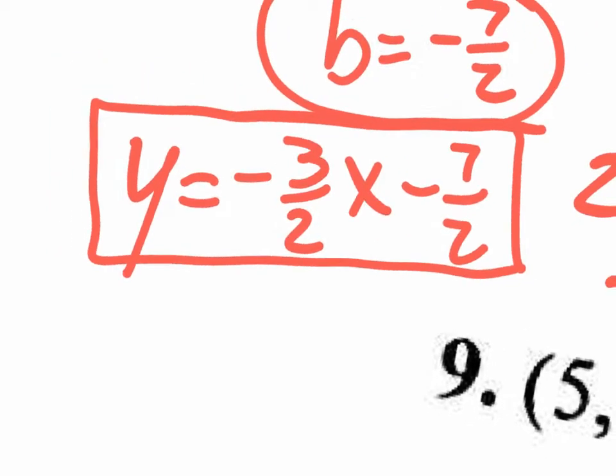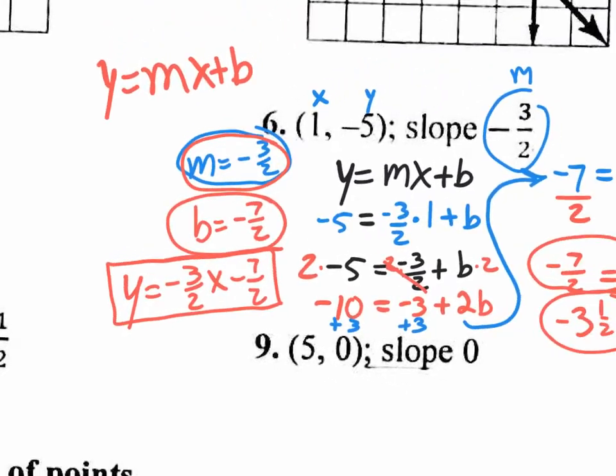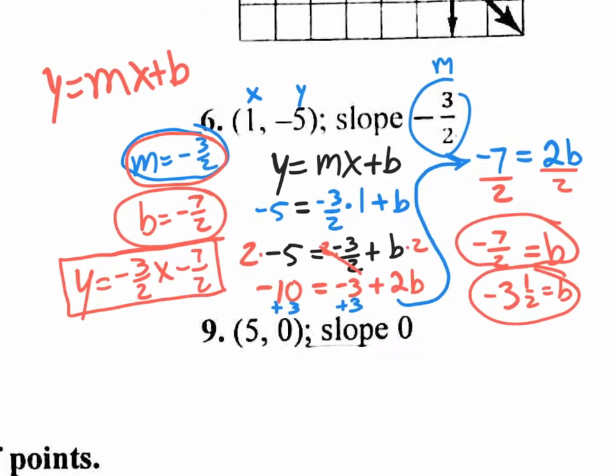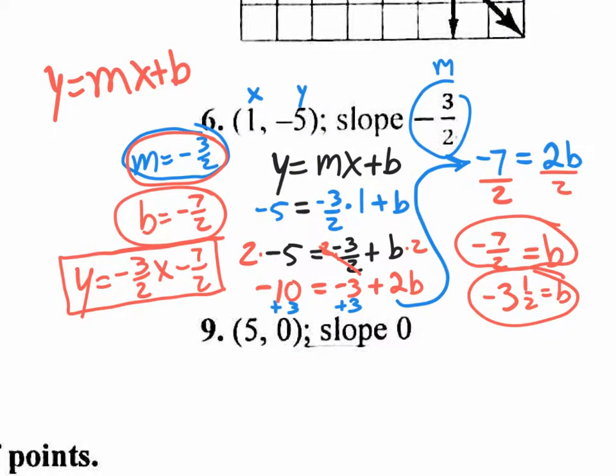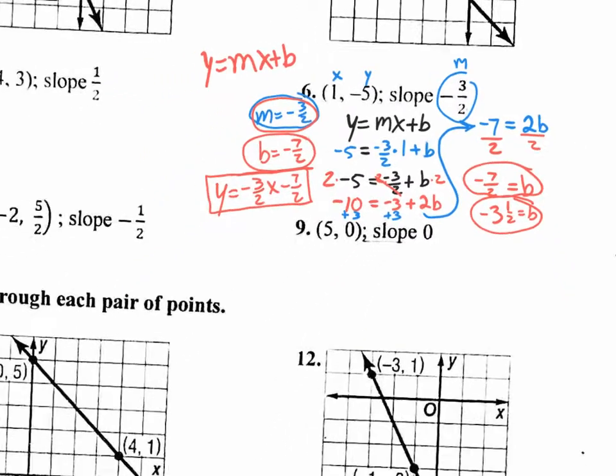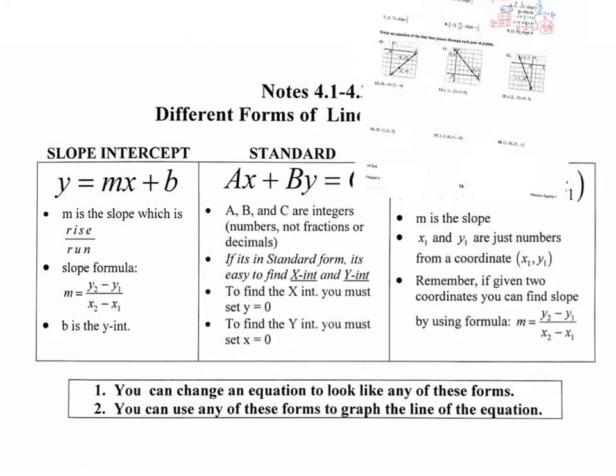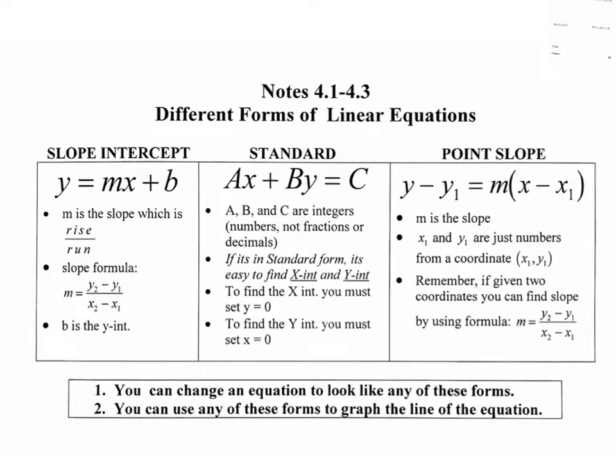But my point here is, form is just the organization. So if I say slope-intercept form, it's to organize it like this. If I say standard form, it's to organize it with the AX and the BY on the left and the number on the right. And today, we're actually going to learn a third form. It's point-slope form.